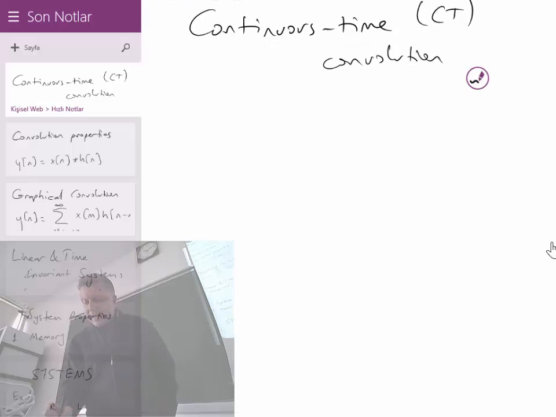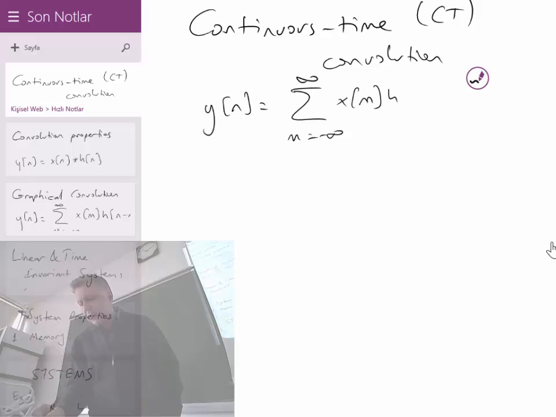First I will write again the discrete time convolution. y of n is equal to summation, m from minus infinity to infinity, x of m, h of n minus m, where h is the impulse response.